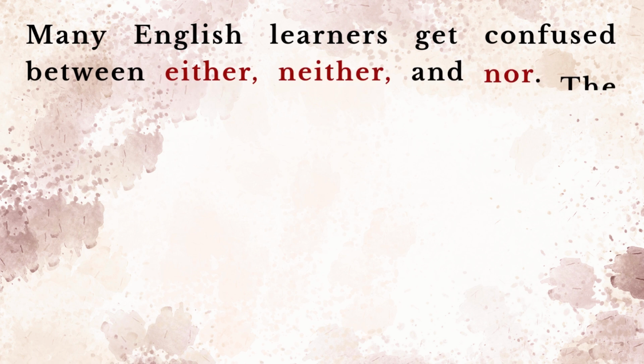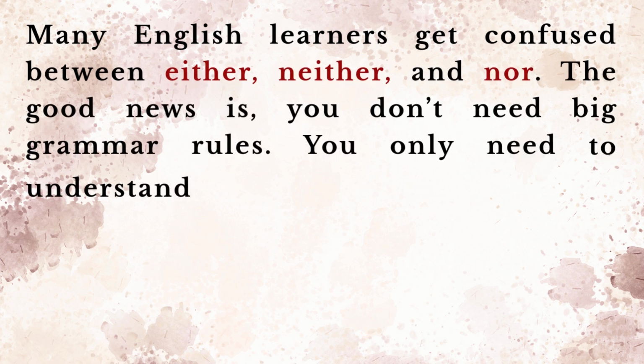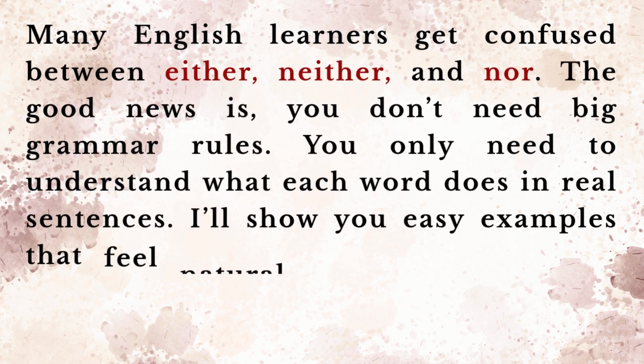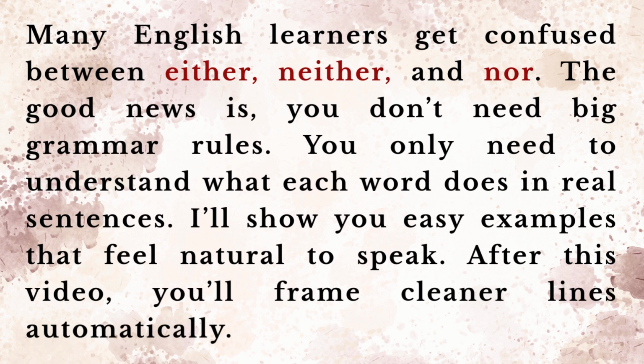Many English learners get confused between either, neither, and nor. The good news is you don't need big grammar rules. You only need to understand what each word does in real sentences. I'll show you easy examples that feel natural to speak. After this video, you will form clear lines automatically.